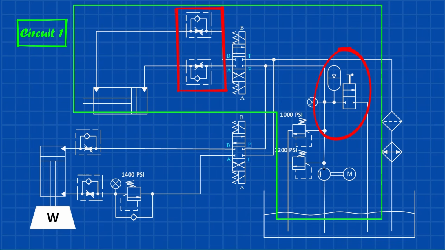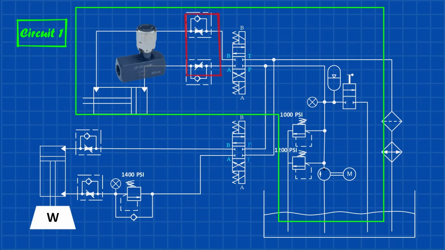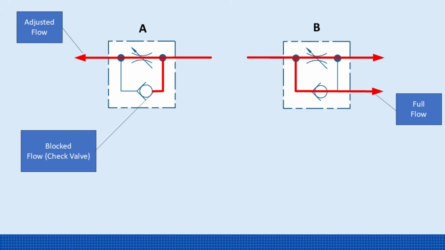Now that we understand the basic operation of the circuit, let's take a closer look at some of the additional components shown in the schematic and understand the role each one plays in the system. First, let's talk about directional flow control. A directional flow control valve is used to control the speed of an actuator by regulating the flow of oil in one direction. This allows us to adjust the extension and retraction speed of the cylinder independently.